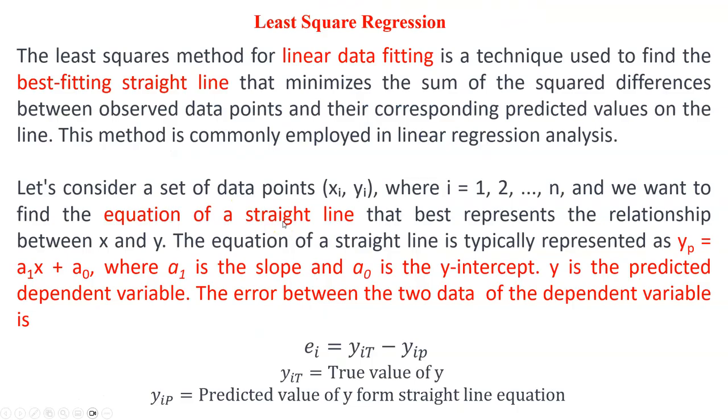Now I am talking about least square technique theory. So, least square regression theory. The least square method for linear data fitting is a technique used to find the best fitting straight line that minimizes the sum of the square difference between observed data points and their corresponding predicted values on the line. This method is commonly employed in linear regression.